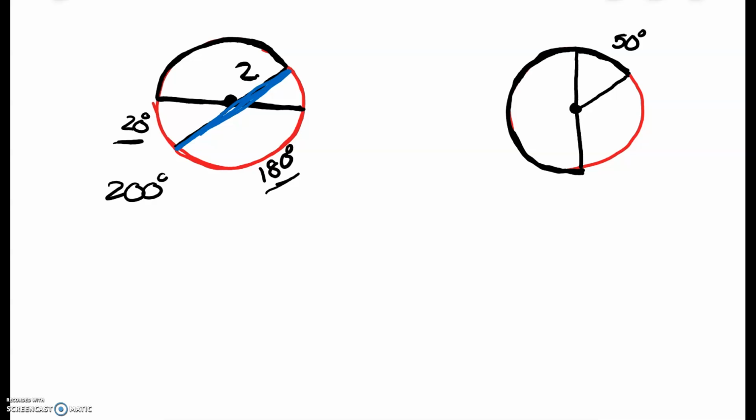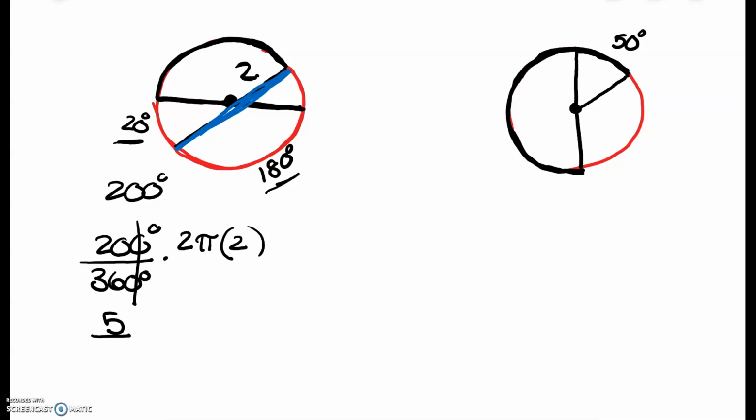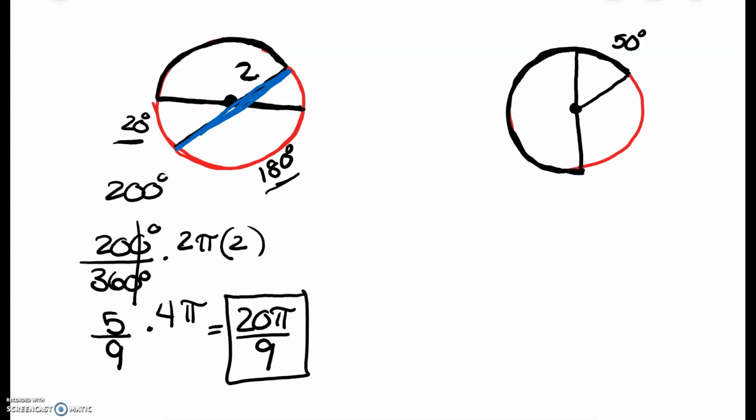So they didn't give me a diameter this time, they gave me a radius. So it's 200 degrees over 360 degrees times 2 pi times my radius. So when I reduce, I get, let's see, 4 goes into both 20 and 36. So I get 5/9. 2 times 2 is 4 pi. So when I multiply that out, I get 20 pi over 9, and they did not give me any units, so I'm just going to leave it like that.